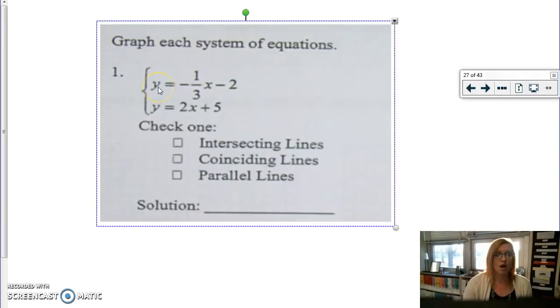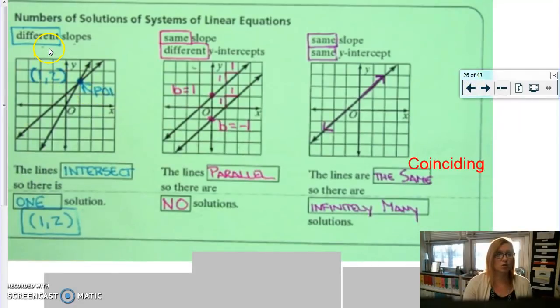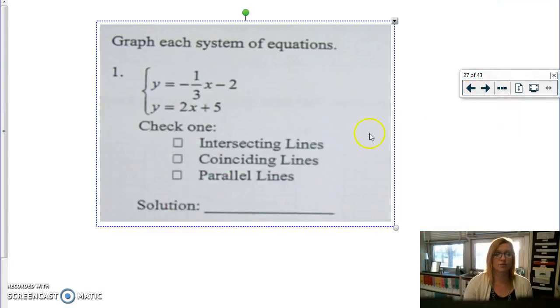If we look here, look at your slope. What can you tell about the slopes? We have the slope of -1/3 and 2. So if you go back to your notes, are the slopes the same? The answer is no. Different slopes, same slope, same slope. Different slopes, automatically what's going to happen? They're going to be crisscrossing lines. So the answer should be intersecting lines.